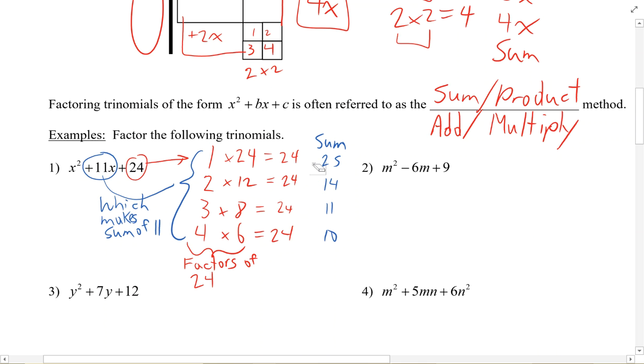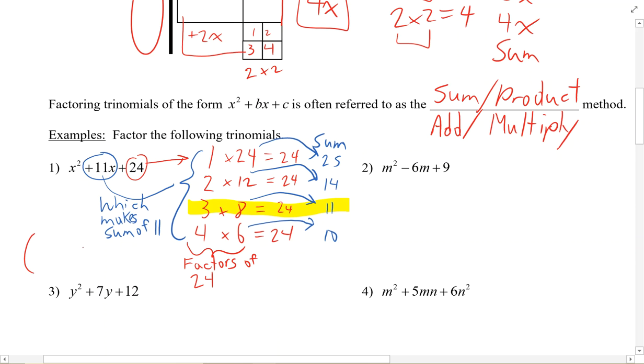Now what we're talking about for our sum is adding those factors. So I just want to draw these arrows here to make it more clear. Okay, so the only sum that gives you 11 is 3 and 8. So that must be the answer.